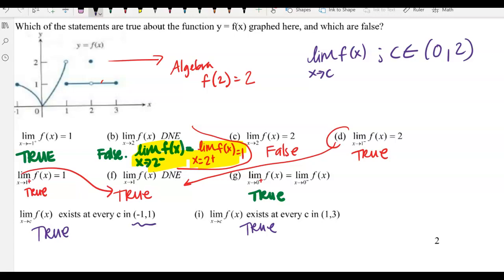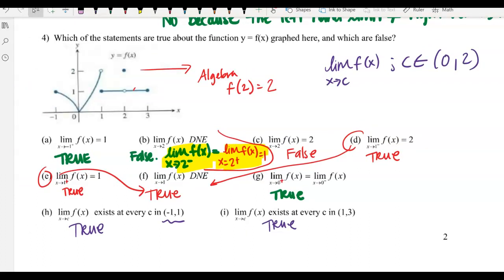Uh-huh. So for H, since you said that endpoints don't matter, is that why it's true? Because like 1 and 2 is not inclusive. Correct. The endpoint can be closed, the endpoint can be open because we don't count the endpoints.